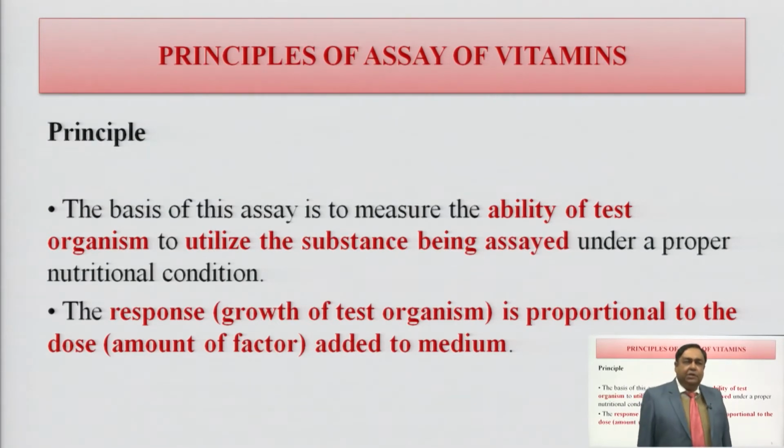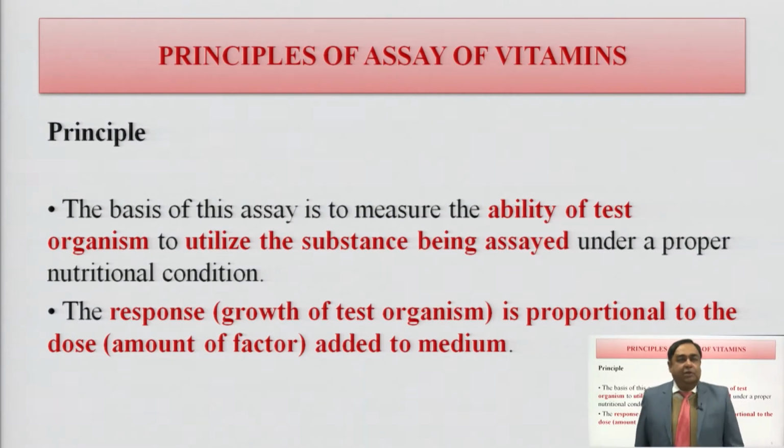Now, let us first study what the principle is. The basis of this assay is to measure the ability of the test organism to utilize the substance being assayed under proper nutritional conditions. We should select the organism in such a manner that its growth must be dependent on that particular vitamin which you want to assay. That is, that organism should be growing and the growth should be vitamin concentration dependent.